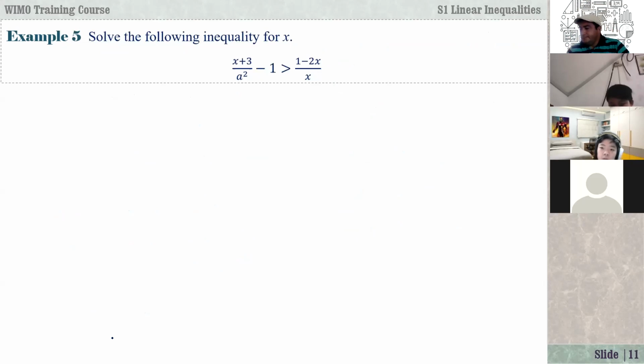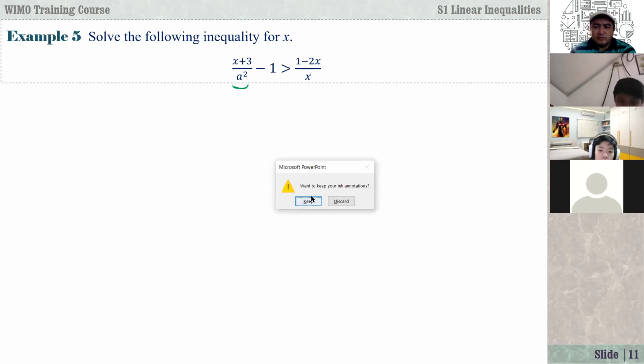Another example here. Solve the following inequality for x. Now, as you see here, we have a parameter, that's a, right? An additional letter is involved here. Let me change the color. Let's use green now. Now here we have a squared, right? And on the left, what is example 5? 1 minus 2x over, it should be a, not x. I'll just change this quickly.